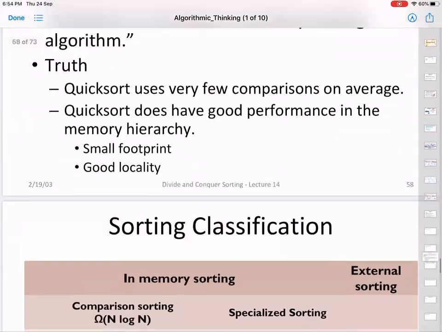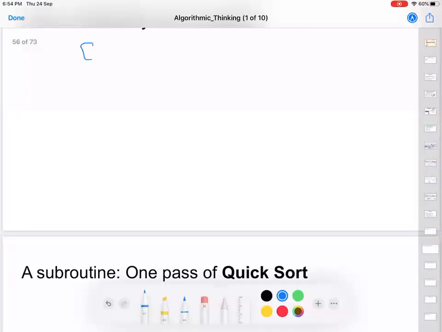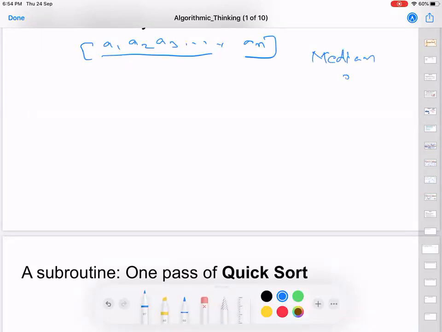Rather, I'll do this here. So let's say you have a particular array. I'll just discuss this algorithm very briefly. This algorithm is known as median of medians. I apologize for my writing. I don't have very good handwriting, sorry.